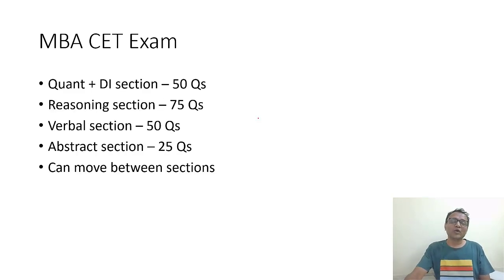If you look at the breakup, there are approximately 50 questions of quant and DI, reasoning section 75 questions, verbal 50, and abstract, that is diagrams, 25 questions. There is no section-wise time limit, so you can move from one section to the next. In total there are 200 questions, with higher weightage for logical and verbal reasoning, around 75 questions. Then there are verbal, maths, and abstract.